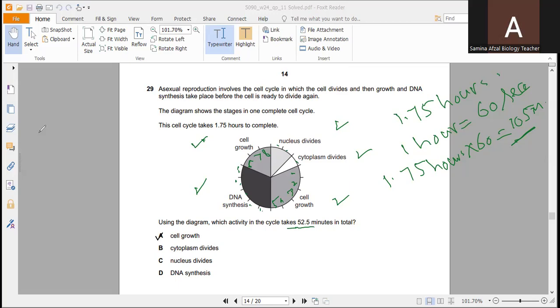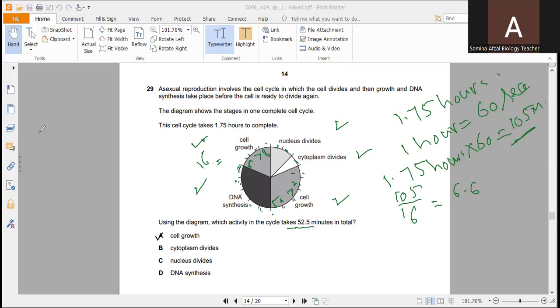If we divide this 105 by 16, it will be equal to almost 6.6. We divide this time by 16 because these are 1, 2, 3, 4, 5, 6, 7, 8, 9, 10, 11, 12, 13, 14, 15, 16. So it is equal to 16. If we divide by 16, it is about 6.6.